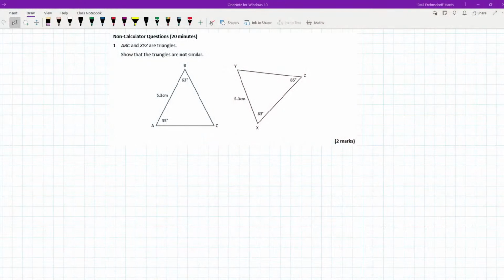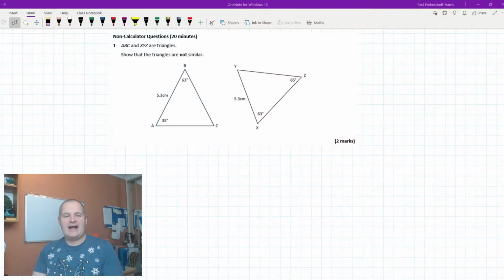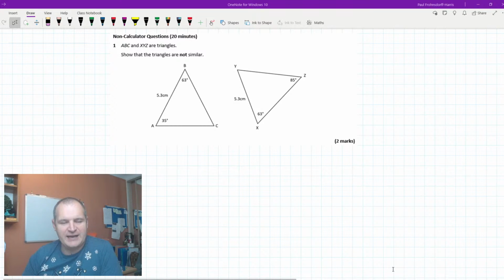So the intro never lasts as long as I think it will. So here we go. We're going to go straight over to question 1, and I'm going to put myself in the bottom corner of the screen, and off we go. So we're looking here at the non-calculator questions first, and here is question 1.